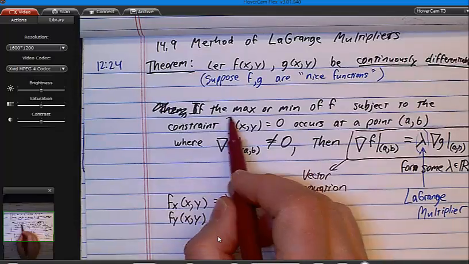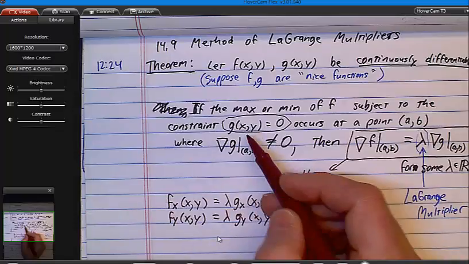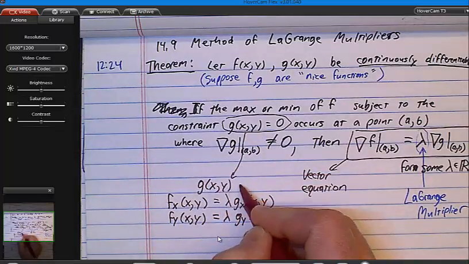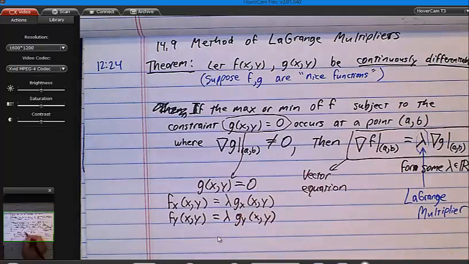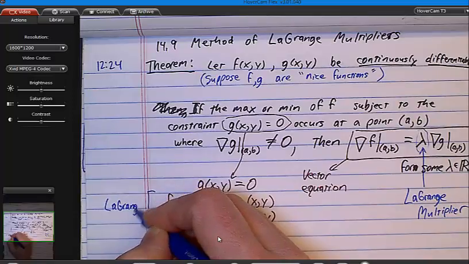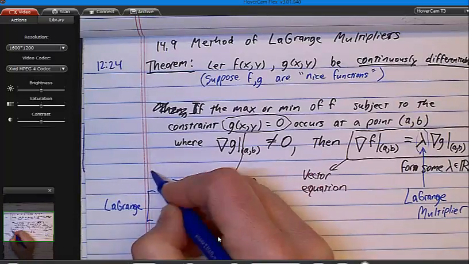And then don't forget this equation, the constraint. That's a third equation. G of x,y equals 0, we're saying. Okay? So what happens is you get equations from Lagrange multipliers. This is the Lagrange equations. And you get a third equation from the constraint.